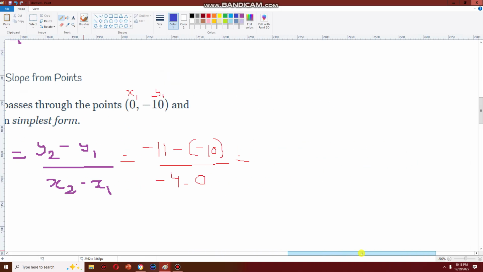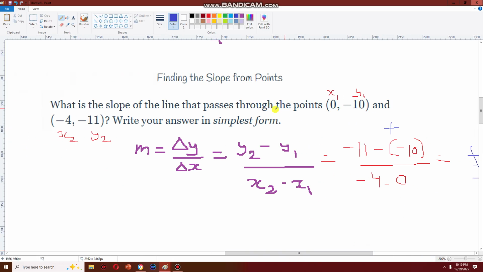Now, what is minus 11 minus minus 10? Plug this into a calculator or just do it my way. Minus 11 plus 10 is minus 1. Divided by minus 4 minus 0, which is minus 4. Now minus and minus cancel out, become positive, and the final answer is 1 over 4. So, what is the slope of this line passing through these two coordinate points? The answer is m is equal to positive 1 over 4.